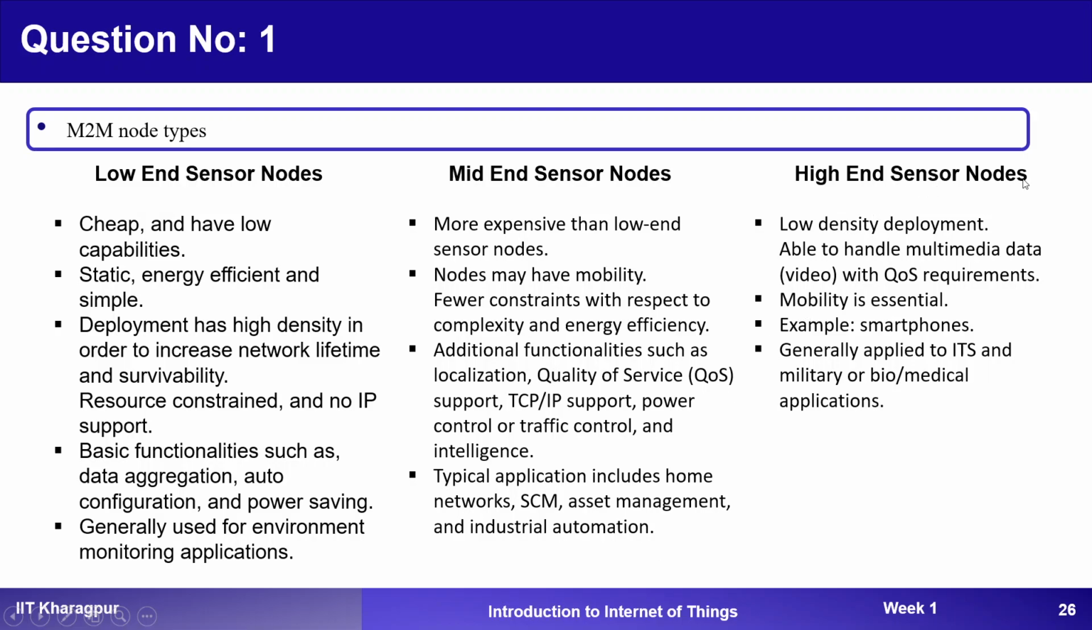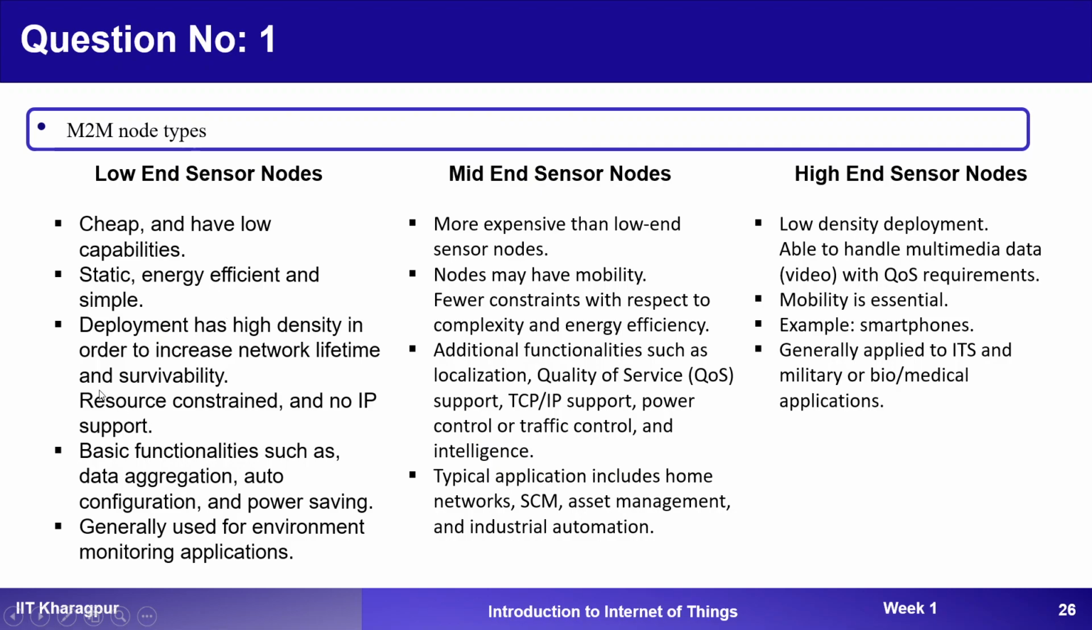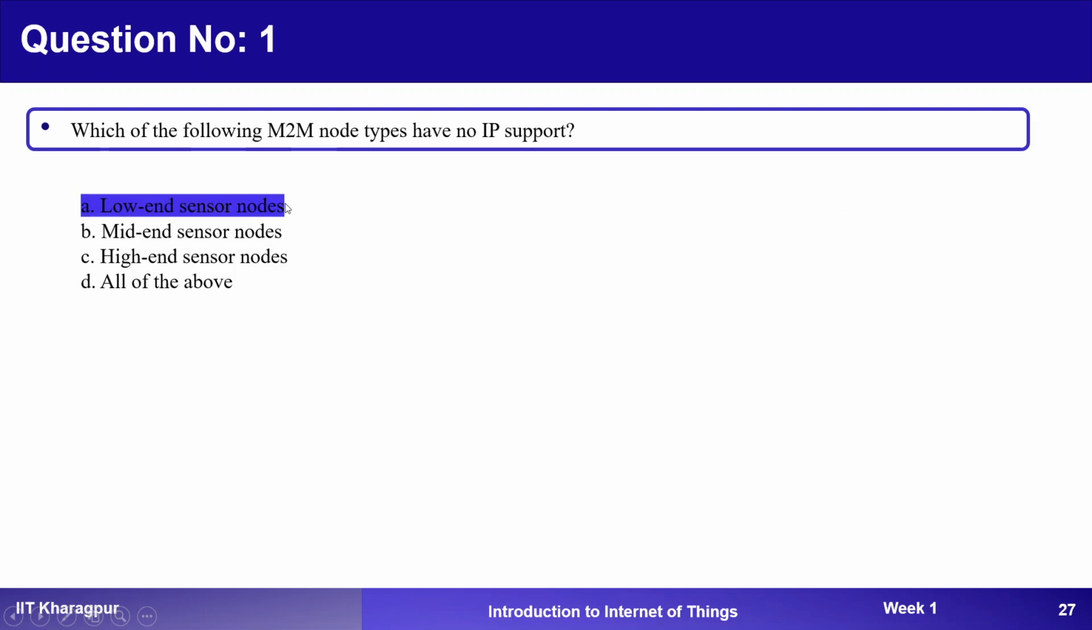Last one is the high-end sensor node. For high-end sensor nodes, we don't need to deploy them in large amounts. They are able to handle multimedia data, that is video and audio, with quality of service requirements. These sensor nodes are mobile, for example smartphones, and are generally applied to ITS, military, or biomedical applications. So the question is, which of the following M2M node types has no IP support? We have studied that low end sensor nodes are resource constrained and have no IP support. So the answer is low end sensor nodes.